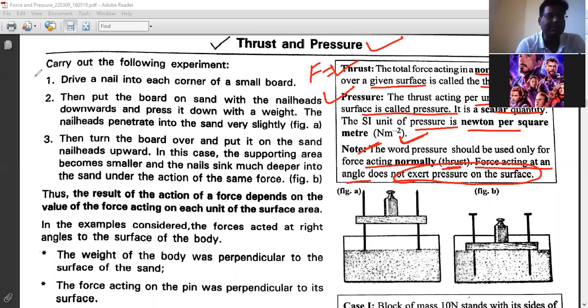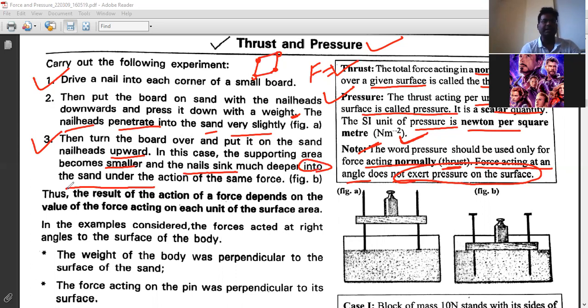Now look at the example given below. Drive a nail into each corner of a small board. Suppose there is a board and put 4 nails on it. Then put the board on sand with the nail heads downward and press it down with a weight. The nail heads penetrate into the sand very slightly. Then turn the board over and put it on the sand with nail heads upward. In this case, the supporting area becomes smaller. Nails sink much deeper into the sand under the action of the same force.